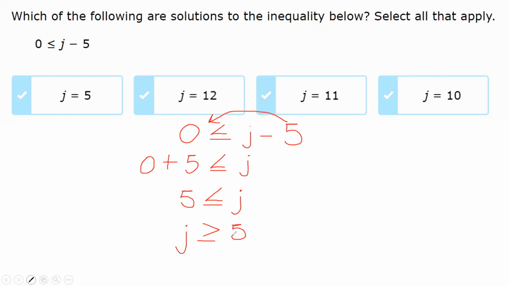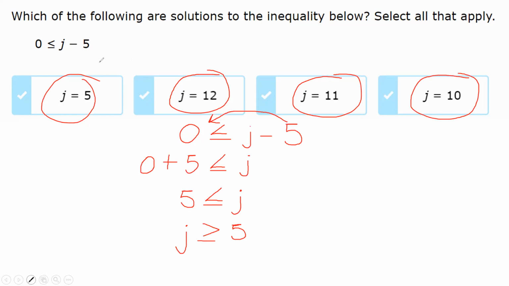So if J is greater than or equal to 5, what numbers would we choose? You would choose all. Because we could choose J is equal to 5, since this is greater than or equal to. We could choose J is equal to 12 because that's bigger than 5. We can choose J is equal to 11 because that's bigger than 5. And we can choose J is equal to 10 because that's greater than 5. So all of these would definitely work.